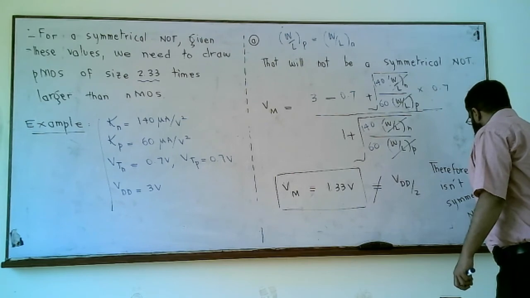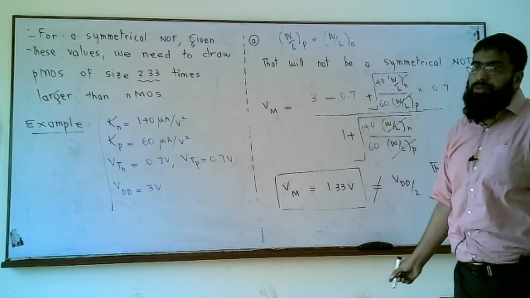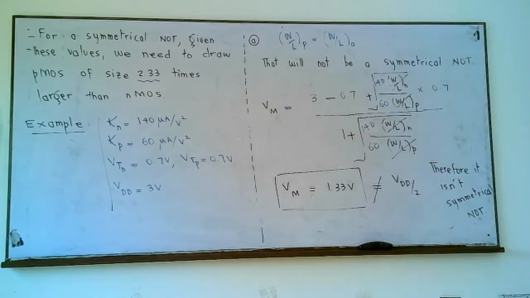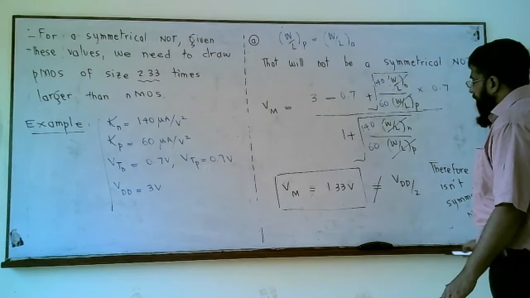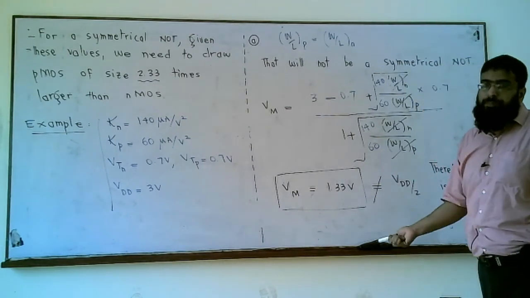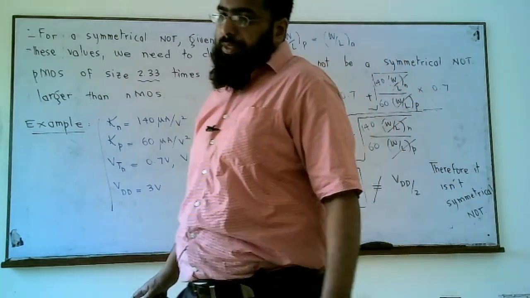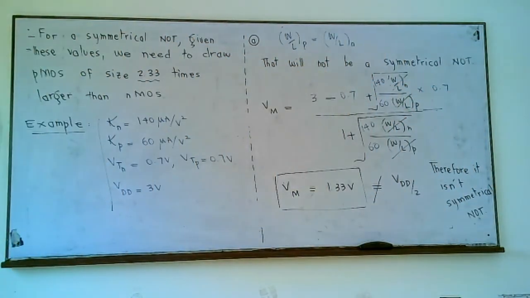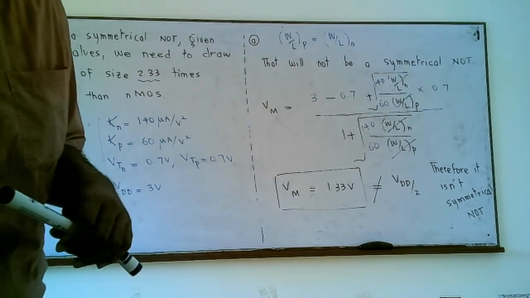So for a symmetrical NOT, we have to make beta N equal to beta P. For any other values, it won't be a symmetrical NOT, and you'll get a VM that is close to VDD by 2, but not exactly equal to VDD by 2. That's all for the DC analysis of the CMOS NOT. In the next lecture, we will start studying the transient analysis of the CMOS NOT. Thank you.